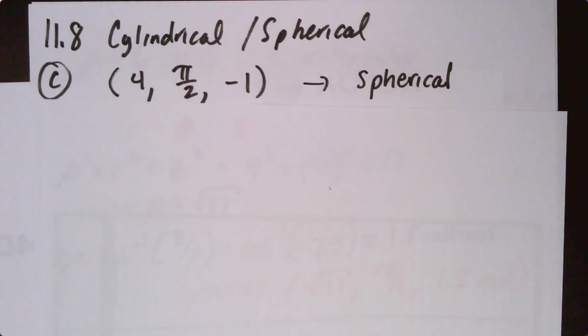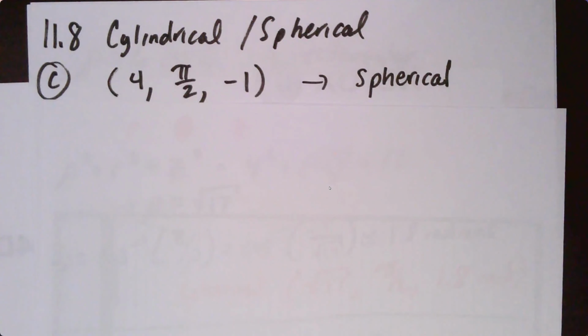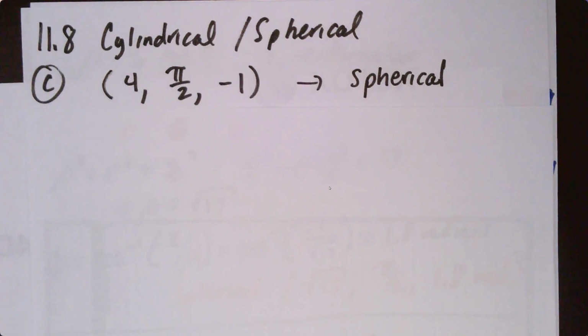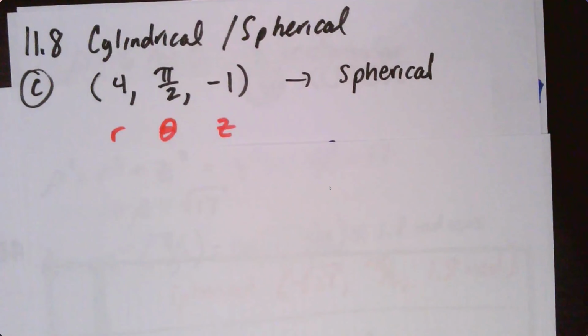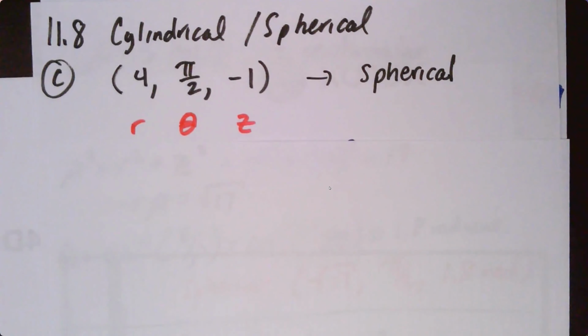In this video, we're going to continue 11.8, which was cylindrical and spherical coordinates for calculus 3. In this problem, we're going to convert this coordinate to spherical coordinates. And since the middle value is pi over 2, that seems like an unusual value for a Cartesian system. This is going to be a cylindrical setup. So we're going from cylindrical to spherical.